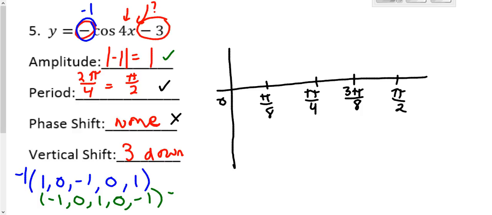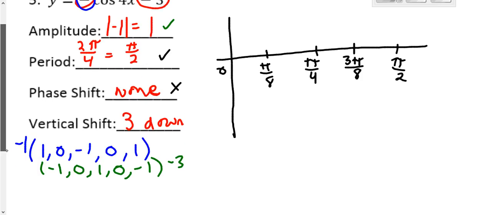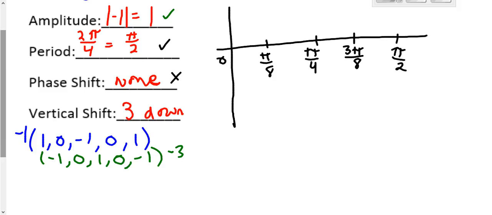So the last thing to account for is the vertical shift. This is going to go down 3, so I need to subtract 3 to make a new pattern here. So I'm going to have negative 1 minus 3. Negative 1 minus 3 is negative 4. 0 minus 3 is negative 3. 1 minus 3 is negative 2. 0 minus 3 is negative 3. Negative 1 minus 3 is negative 4.